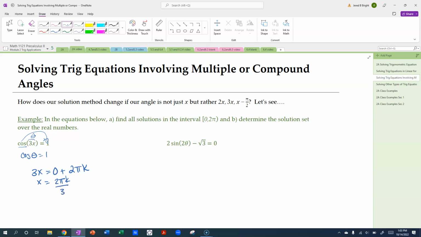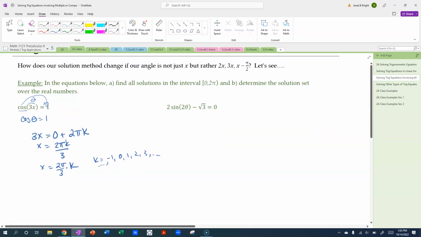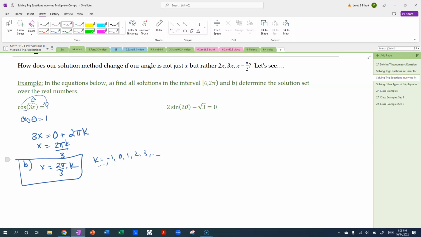k over 3. Personally, I like to write this as 2 pi over 3 times k, because then k is just a number: negative 1, 0, 1, 2, 3, and so on in both directions. So k is just an integer. I think I'm pretty much done. It says find all the solutions in the interval. I haven't done that yet, but my answer here, B, is what I found. So this is all possible solutions.